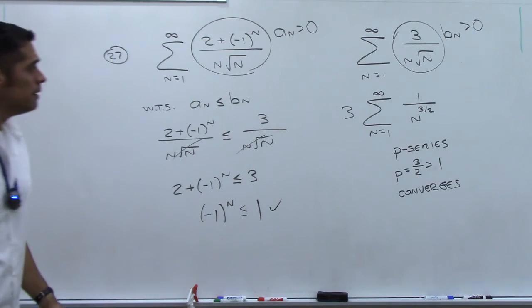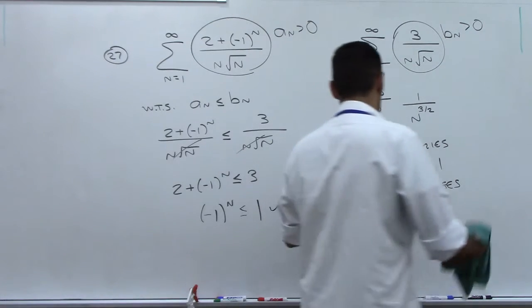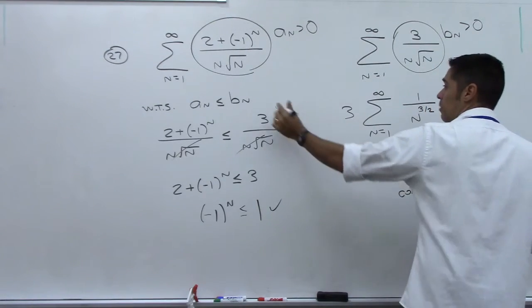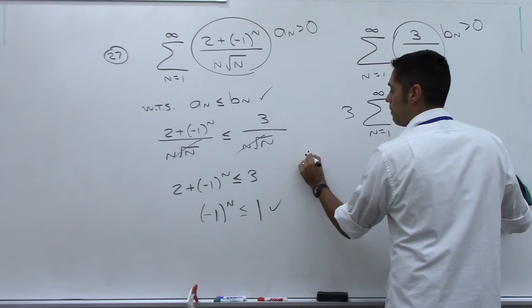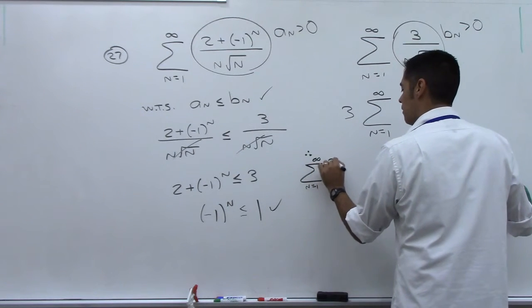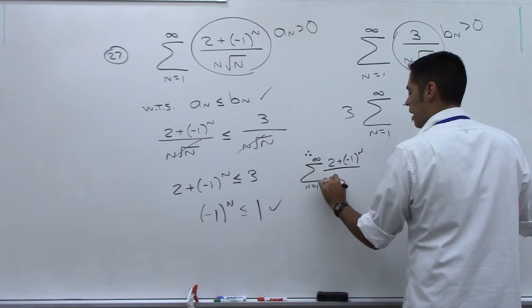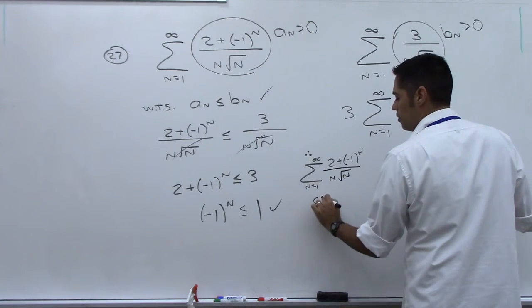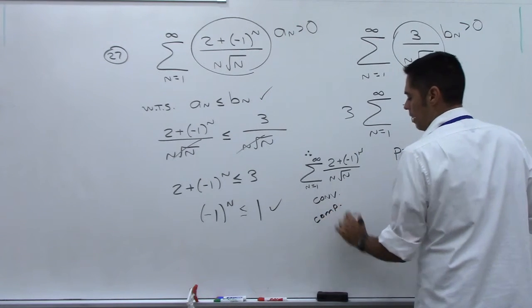I'm good to go. So since I found a convergent series to compare it to, and the inequality held that I wanted, my conclusion is therefore the series n equals 1 to infinity of 2 plus negative 1 to the n over n root n converges by comparison. I'm getting a little lazy now.